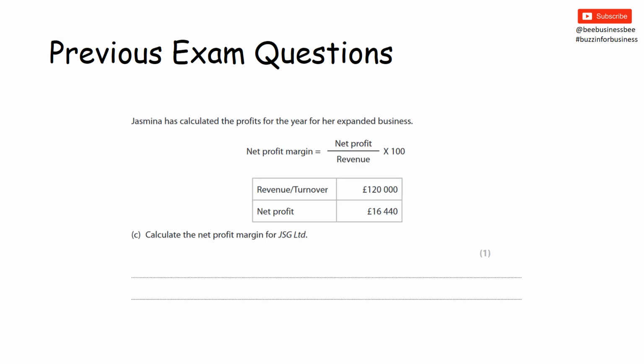So here's a slightly different question. This question requires you to calculate the net profit margin. I'd advise that you obviously use the formula appropriately, but then just write down your answer and remember to show it as a percentage. Hopefully you got the answer of 13.7%. If so, that is correct.